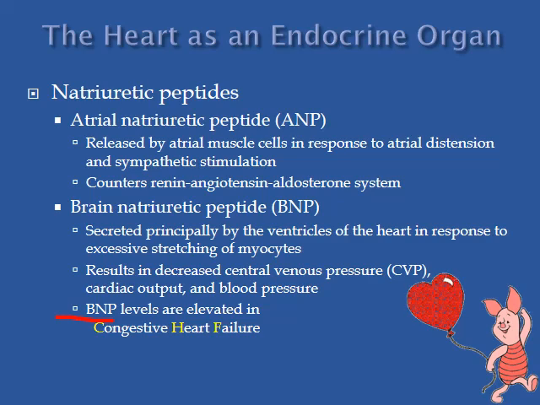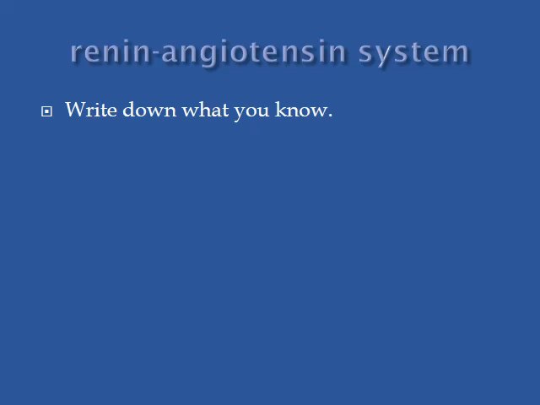All right, check on learning time. Write down everything you know about the renin-angiotensin-aldosterone system. We learned about this in the hemorrhage and shock class, so you should know a little bit. Go ahead and take a few minutes and write it down.